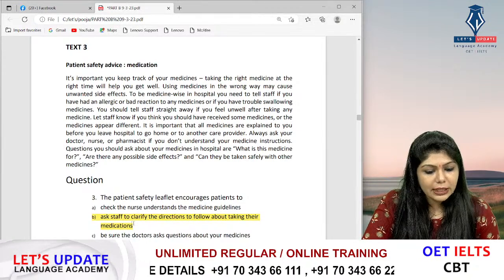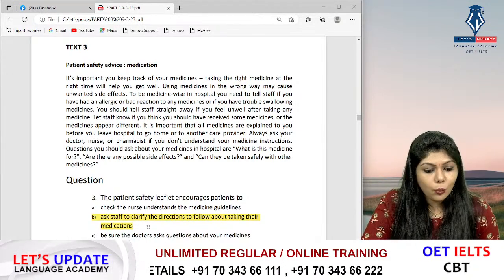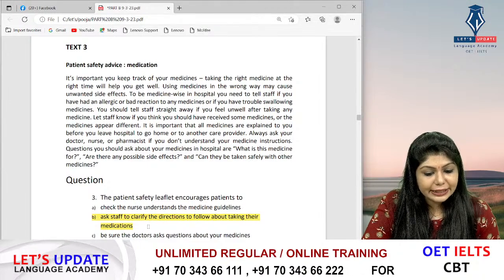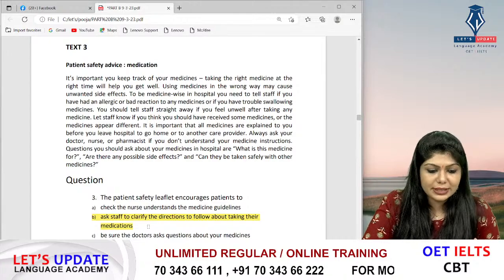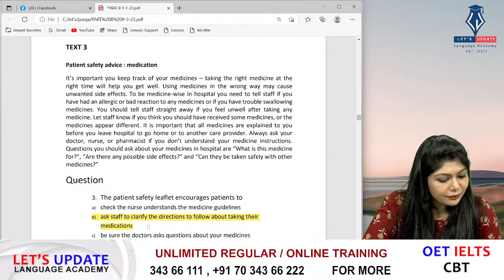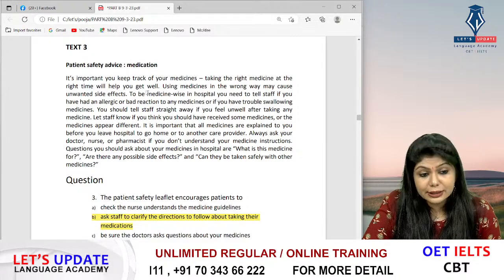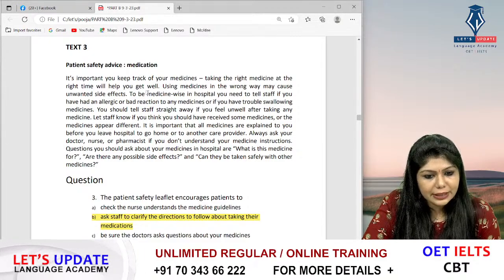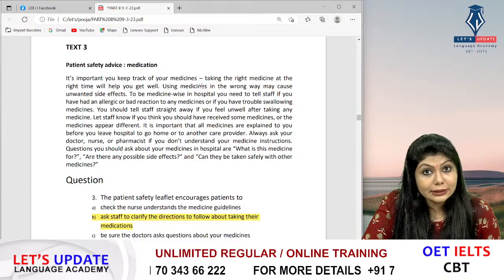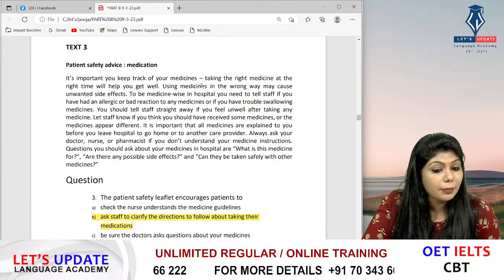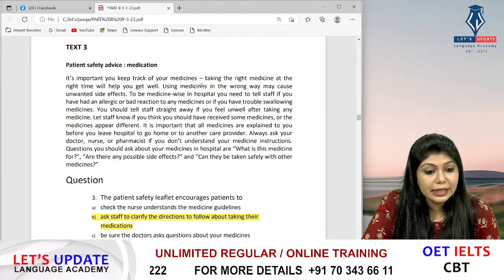So, let's see why it's B. Basically, the patient safety leaflet encourages patients to. Okay, so that is the question. So what have they mentioned? Initially they have mentioned that it's important to keep track of your medicines and taking it at the right time. And they have informed you about taking it in the wrong way may cause side effects.